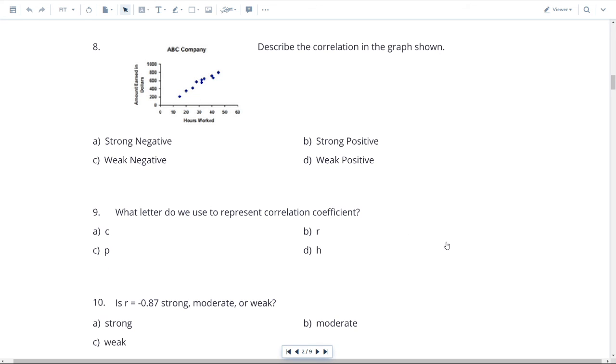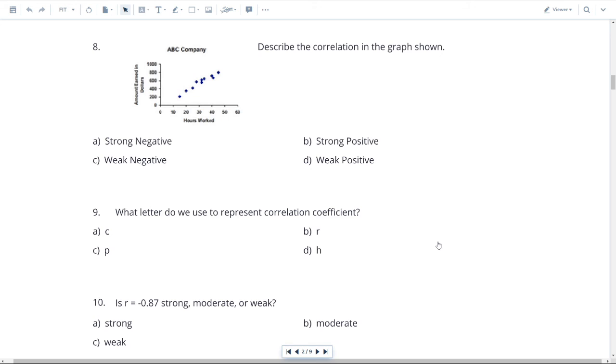So we're good there. What letter do we use to represent the correlation coefficient? Again, this is just a definition. R would be your correlation coefficient. Not to be confused with r squared, which is another lesson, but we'll get into that.